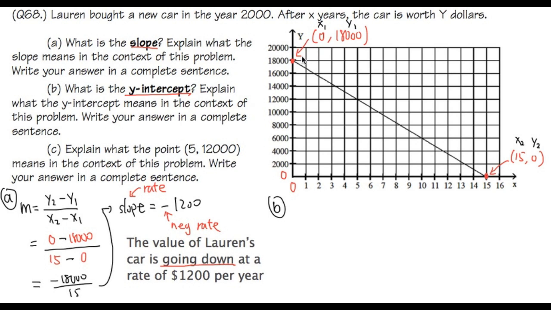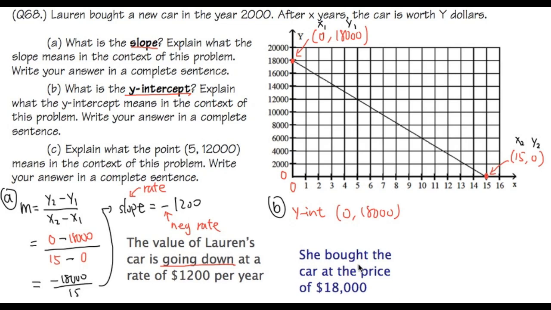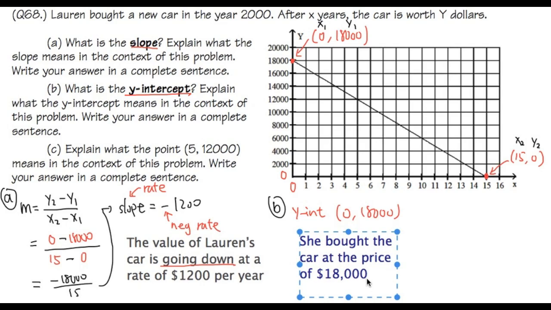For part B, we're going to find out what the y-intercept is. And we actually did it already. The y-intercept is where the line crosses the y-axis, and that's (0, 18,000). What does the 0 represent? 0 represents the number of years. It's 0. That means initially, the value of the car must be 18,000. So in other words, we can say she bought the car at a price of $18,000. That's all for part B.